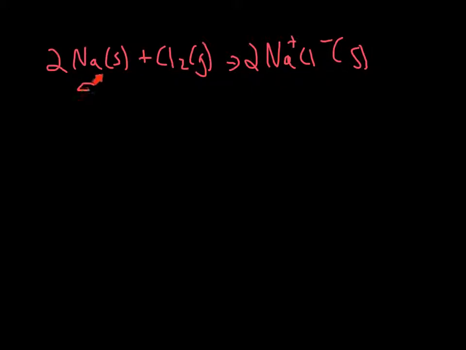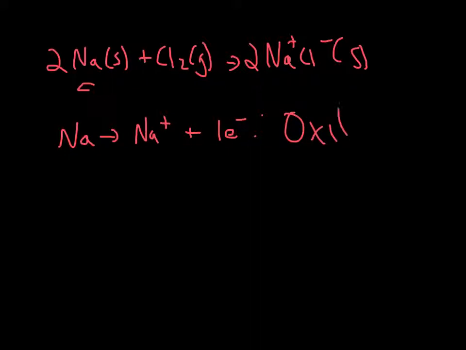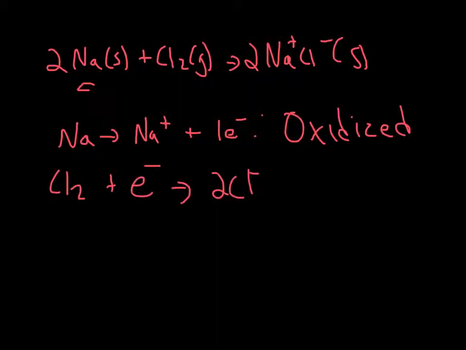So we have Na. What's happening there? It's losing electrons. So you write that as this: Na becomes Na+ plus 1 electron, which represents losing an electron. And this is oxidized. Now let's look at this one. We have Cl2, plus 2 electrons. So we have electrons being gained, and you get 2Cl-. So this is reduced.